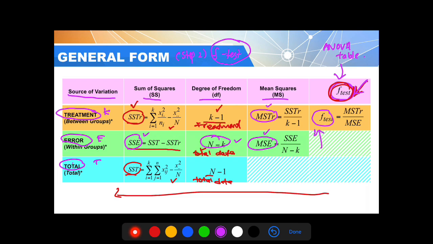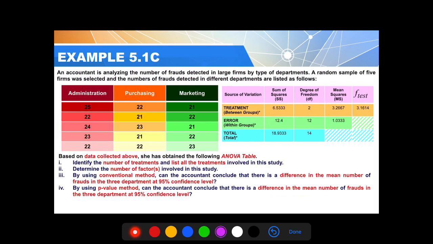This general form, we call the ANOVA table. So you need to construct your ANOVA table. You have to remember the flow and the formulas. Okay, let's look at the example. We will show you how to answer example 5.c about one-way ANOVA. So be ready with a pen and a piece of paper.